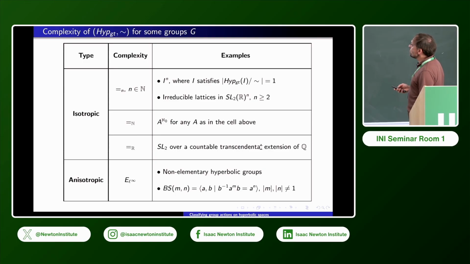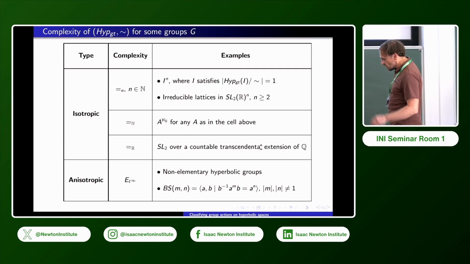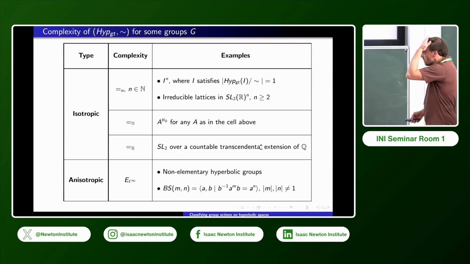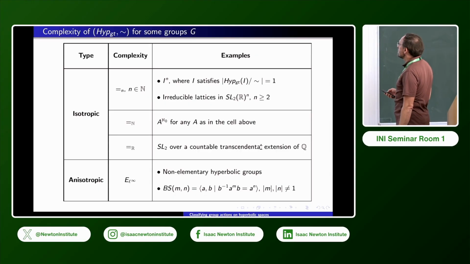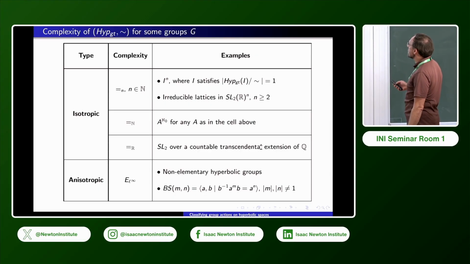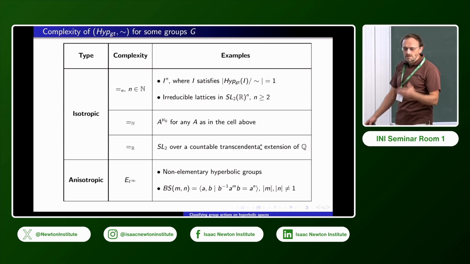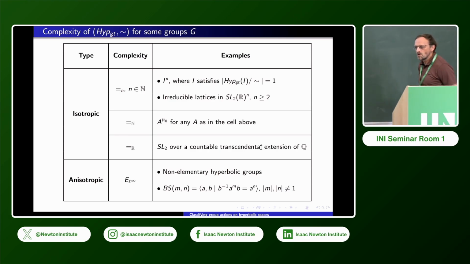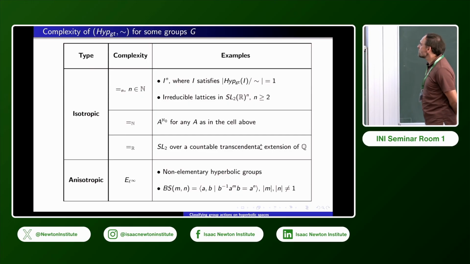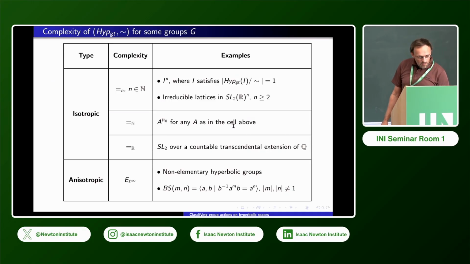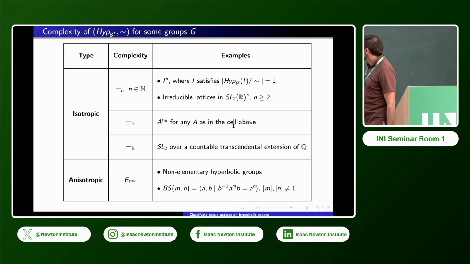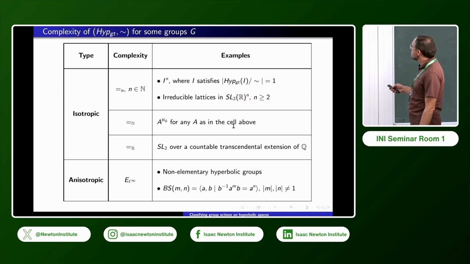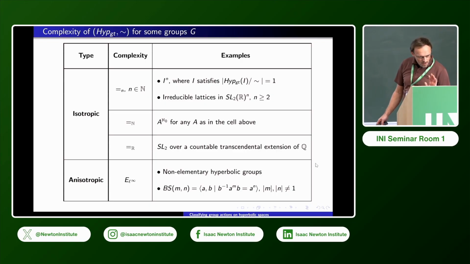Now, what if you want a group which has countably many, infinitely many actions on hyperbolic space up to equivalence? Well, you can take any group from the first cell here and take a countable direct sum of copies of this group, and that will be an example. I also conjecture that the group of rational numbers belongs here, but at this time, we don't have the proof.